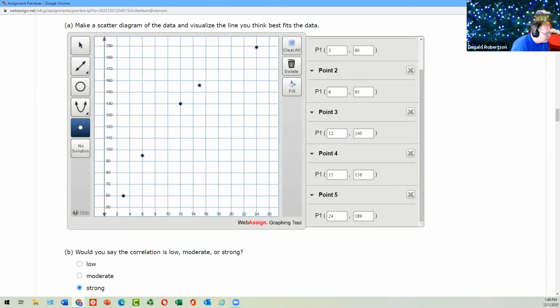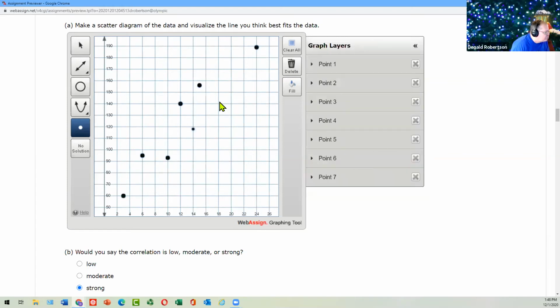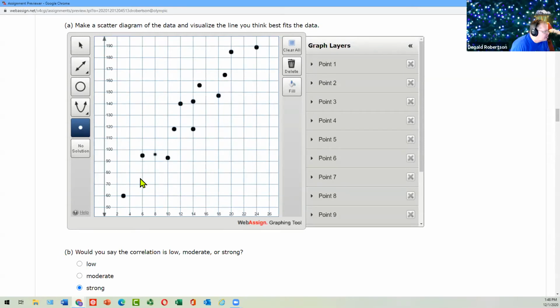So what would it look like if it was moderate? Well, can you imagine I had more data points a bit like this? Maybe a couple more, make it a bit farther out. And what would it look like if it was weak? You can see it's even worse. That's what it would look like.